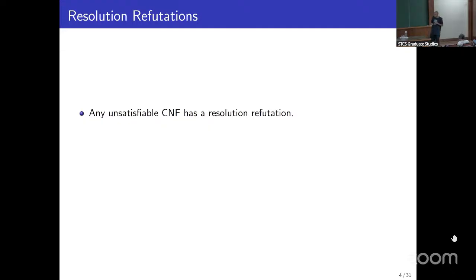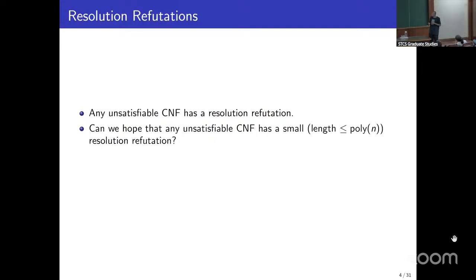And it's known that every unsatisfiable CNF has a resolution refutation. Now, can we expect that every unsatisfiable CNF has a small resolution refutation? Small as in less than or equal to polynomial in n. And the answer is no, because that would mean NP equals coNP, and we don't expect this to be true.